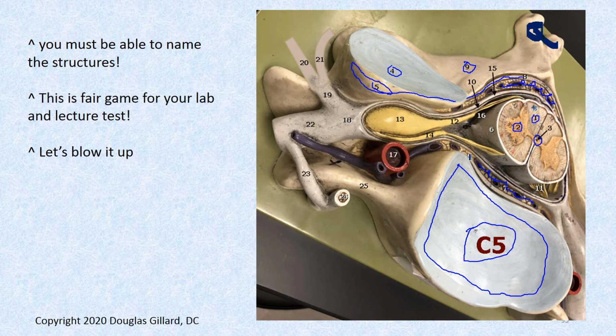What else we got? Is that a rootlet still, number 12? What is that? That's sensory. That's a sensory root, and it gets big and fat here. What's number 13? That's the dorsal root ganglia, which contains the cell bodies of the sensory root. What's 14? Motor root. I think we did that.